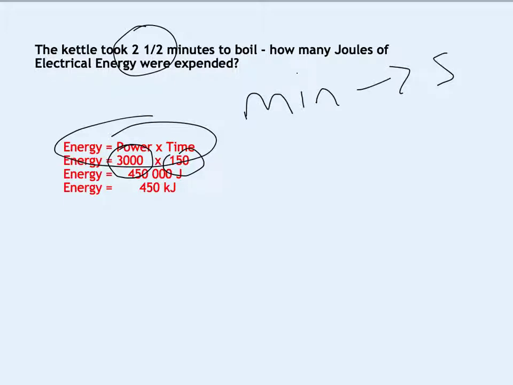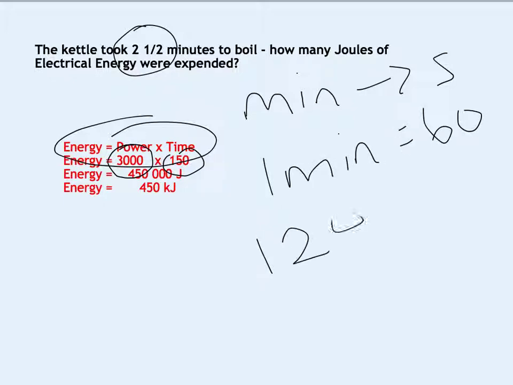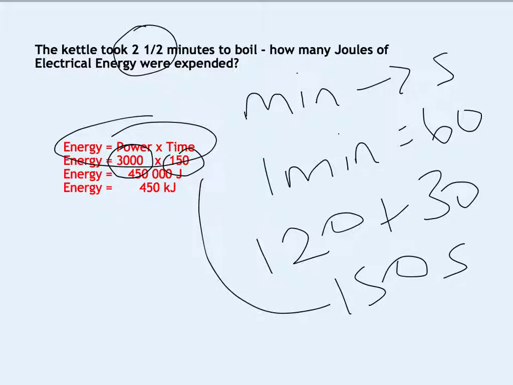Okay, so obviously 1 minute equals 60 seconds. So you've got 2 minutes there, which is 120, plus half a minute, which is 30 seconds. So that gives you the 150 seconds that you need there. You multiply those two together and it gives you 450,000 joules. Just like before, you can convert the joules into kilojoules, just like you did watts into kilowatts, by dividing by 1,000. And again, you need to make sure it's a lowercase k, not an uppercase.